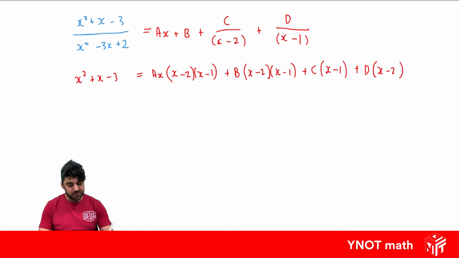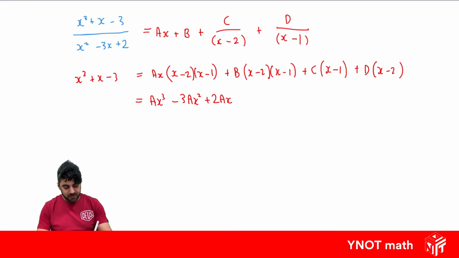So let's go ahead and expand the right-hand side. So we're going to get x times x is x squared, times the ax is ax cubed. X times minus 1 is minus x. Minus 2 times x is minus 2x, so we get minus 3x times the a is minus 3ax squared. Minus 2 times minus 1 is 2 times the ax is plus 2ax.